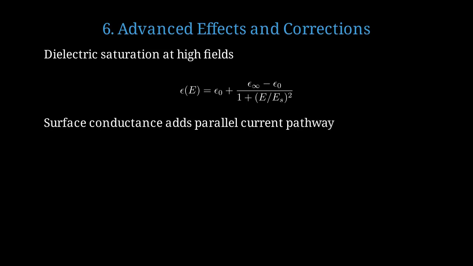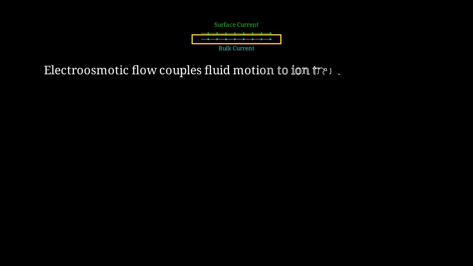Surface conductance provides an additional current pathway along the charged wall, particularly important in small pores where surface area dominates volume. Current flows both through the bulk solution and along the charged surface, with surface conduction becoming dominant in nanoscale channels. Electroosmotic flow occurs when the applied electric field acts on ions in the double layer, creating fluid flow that drags other ions along. The electroosmotic velocity, UEOF, equals negative epsilon 0 zeta over viscosity eta times the electric field E.